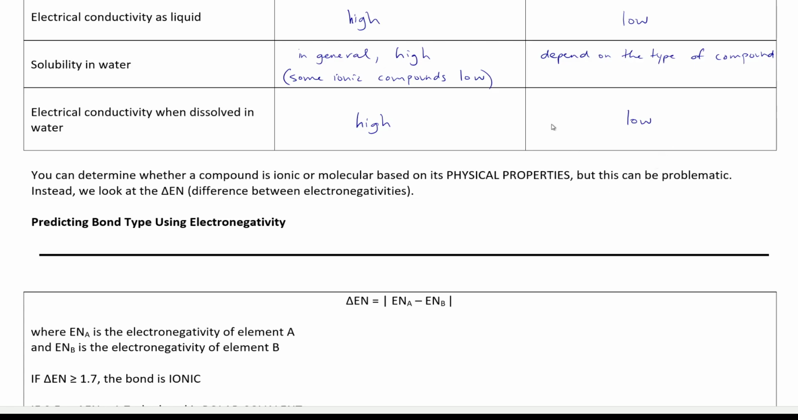But let's just say here, generally, molecular compounds have low electrical conductivity in water because they're not made of ions. They are not charged particles.